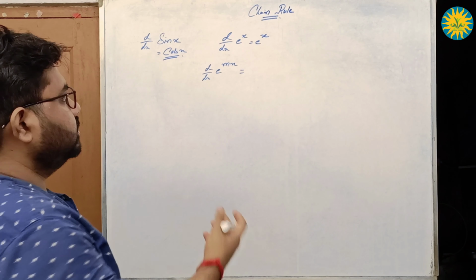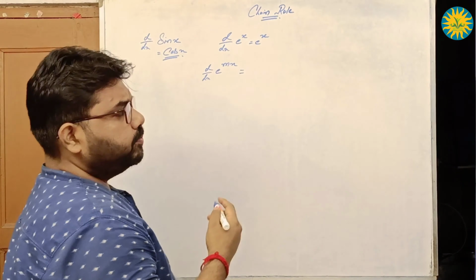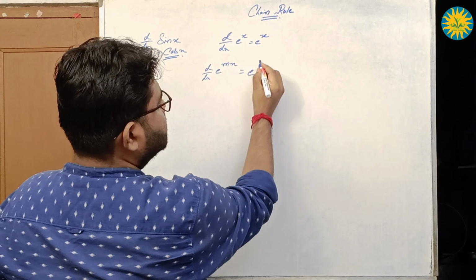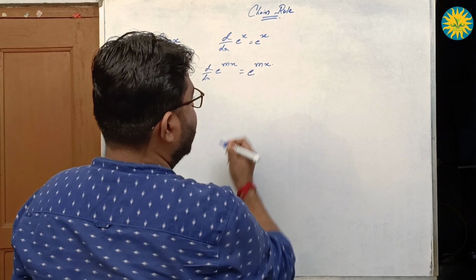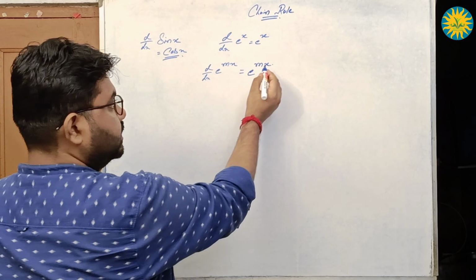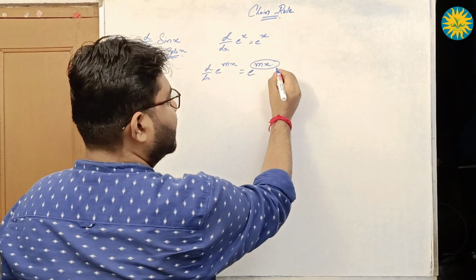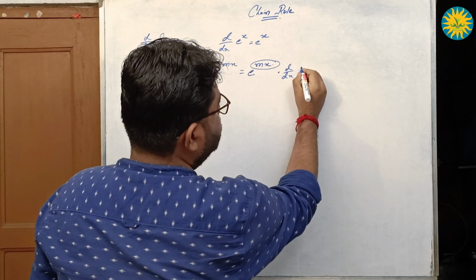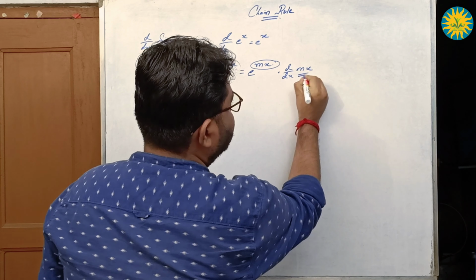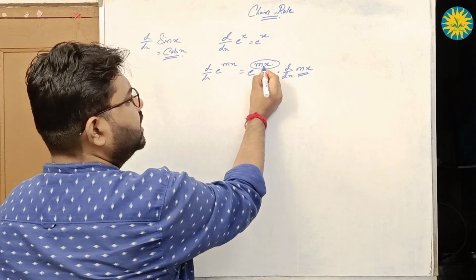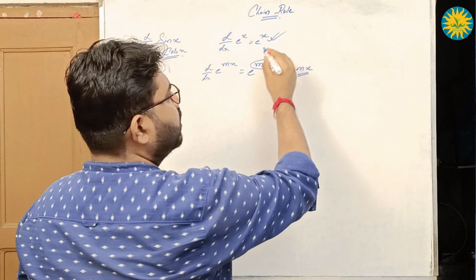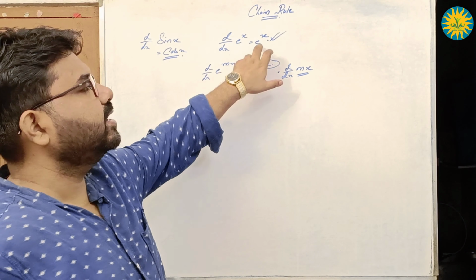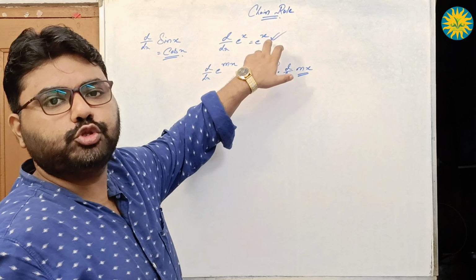We can say that e to the power mx will be e to the power mx, by comparing these two formulas, and this mx we will again differentiate, that is, into d/dx of mx. Why? If there is only x here, the power of e is only x, so while differentiating e to the power x, we get the result e to the power x.